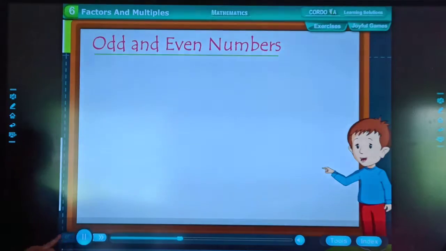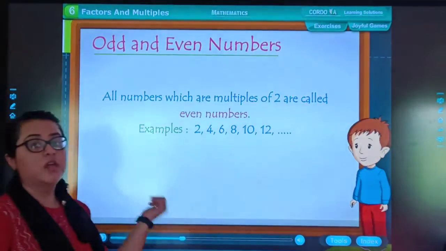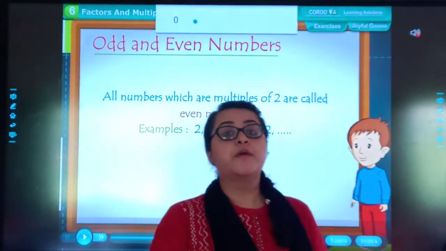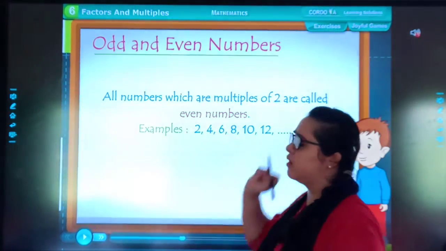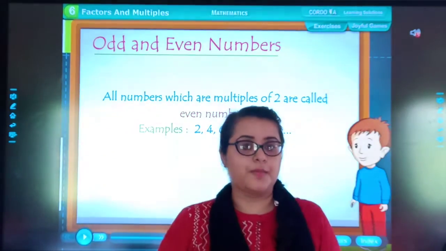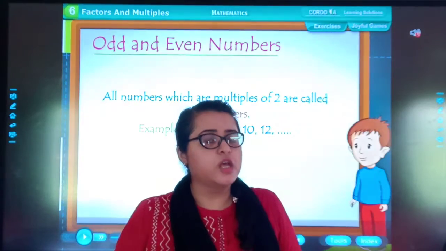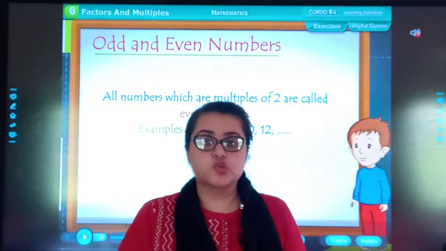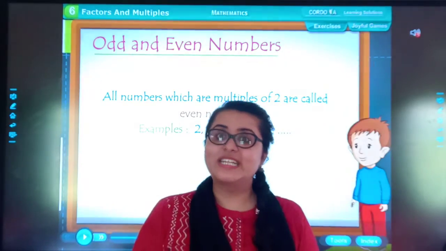Odd and even numbers. All numbers which are multiples of 2 are called even numbers. So students, here we complete the topic of factors and multiples, and now your favorite and interesting topic, that is odd and even. But my lovely students know this topic. Odd and even numbers: those that go in the table of 2 are even, and the remaining numbers are called odd. So students, let's keep it here today. But hold on, I have something for you. Let's see that.